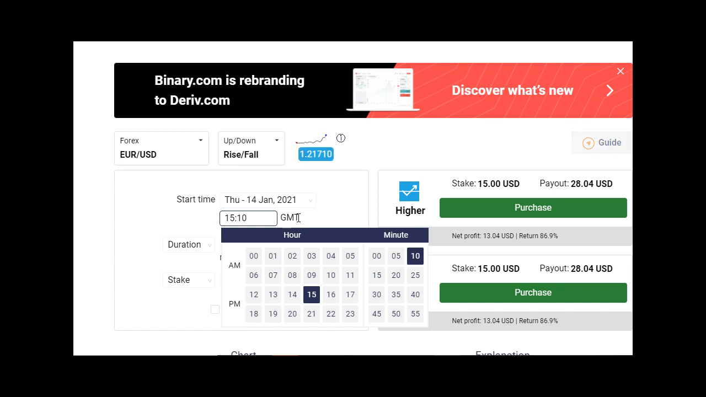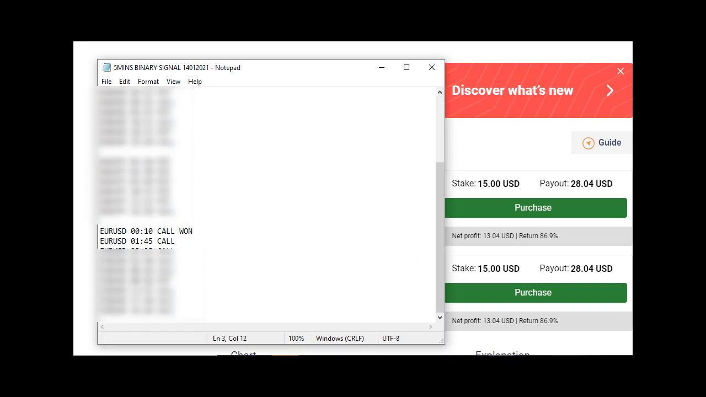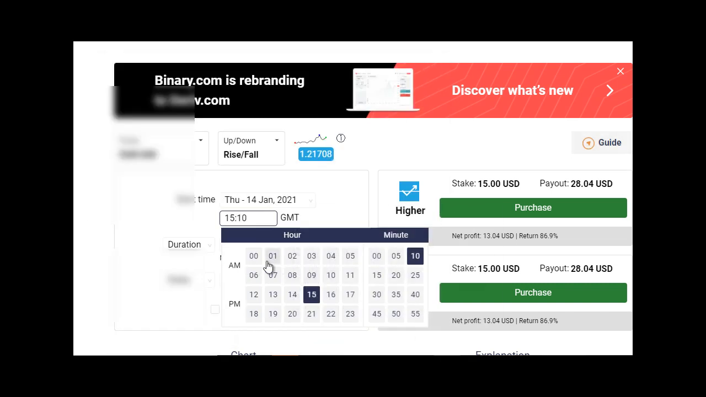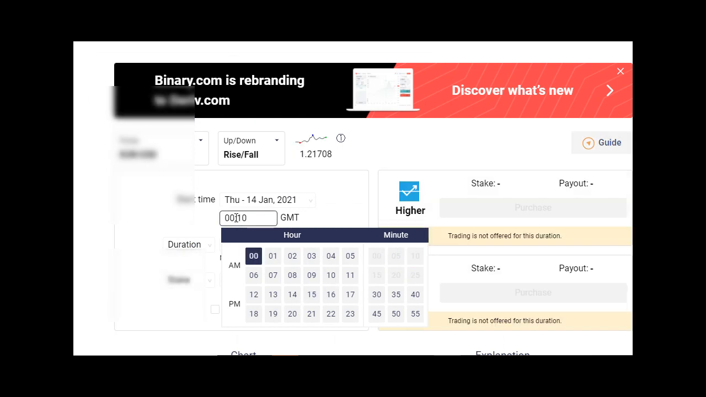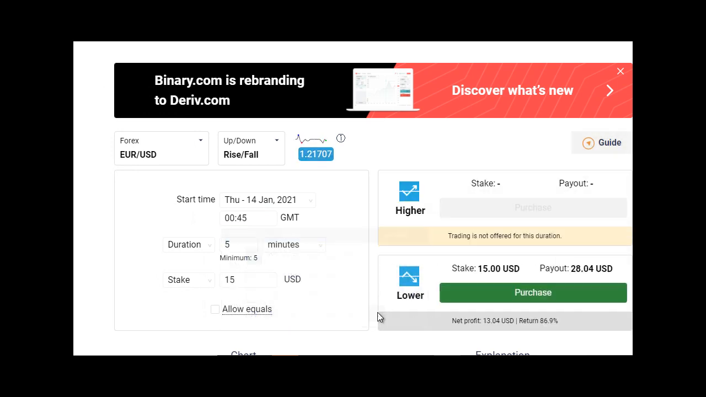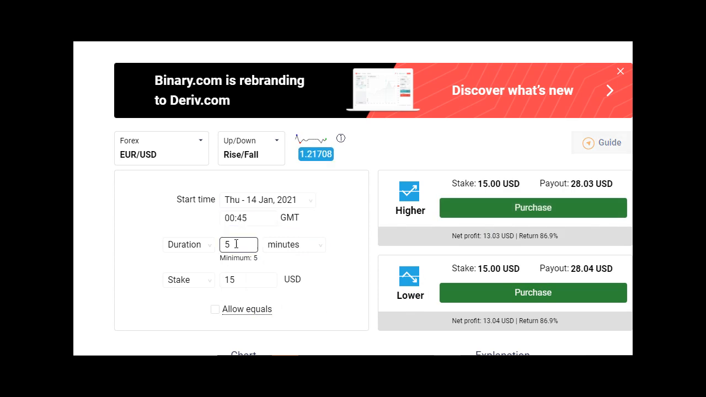And this one we are trying to trade is 0145, which means you are going to pick 0045. You see, you click on this box and you click 000. Look at the minute here, 0045. Look at it here. It's set. How many minute duration? The signal is 5 minutes. Then you put the stick.